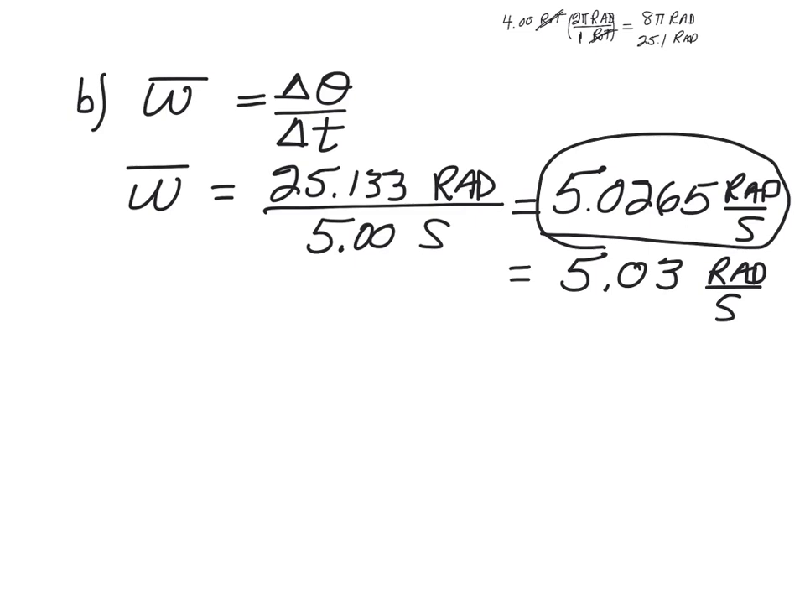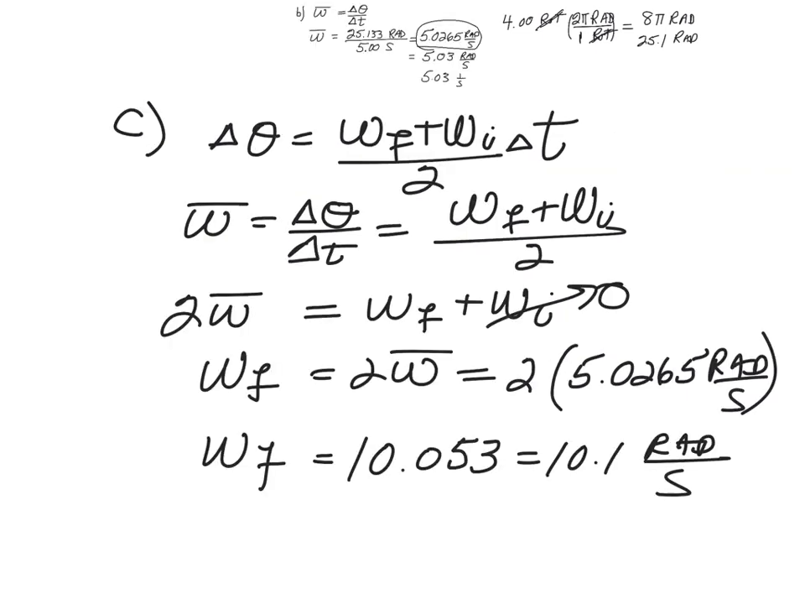Let me just say quickly, the radian, this can be written as 5.03 1 over seconds because radian isn't a true unit, because it's the ratio of 2 lengths which cancel. So radian isn't a true unit, and you'll see sometimes it mysteriously disappears. Part C is a little tricky.